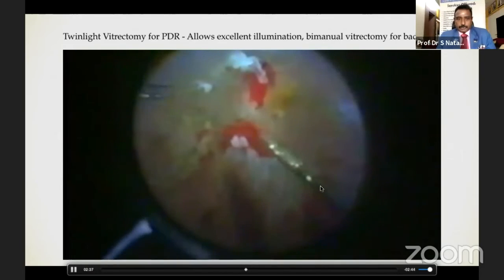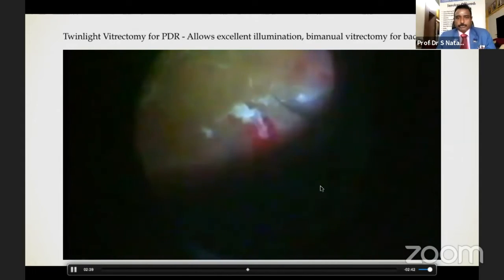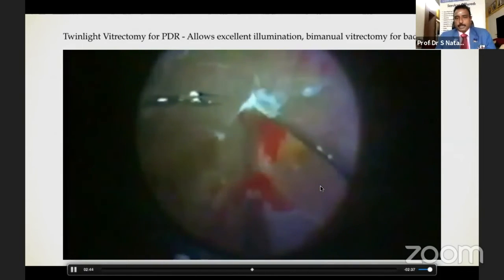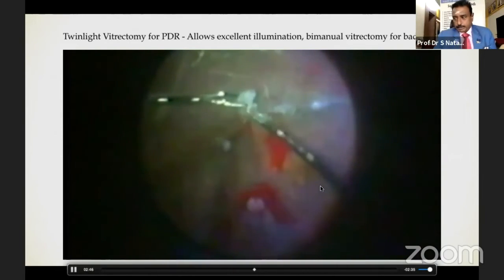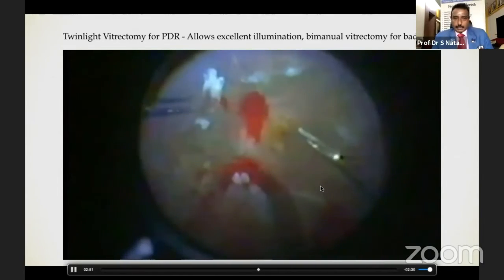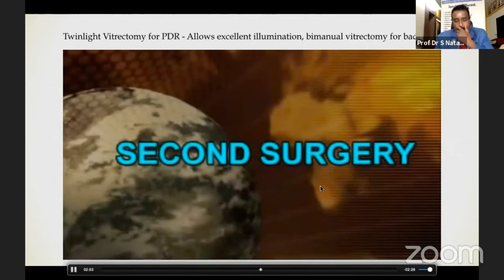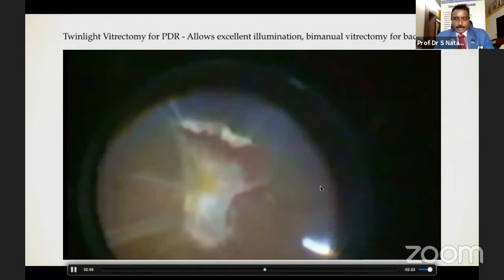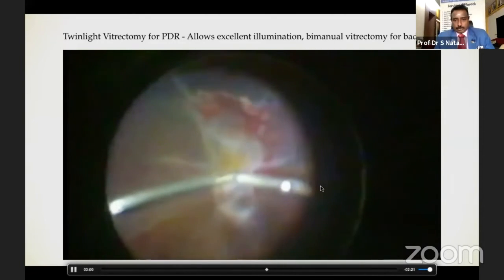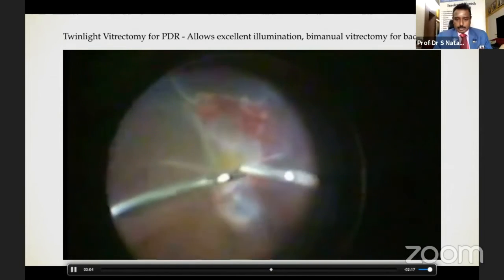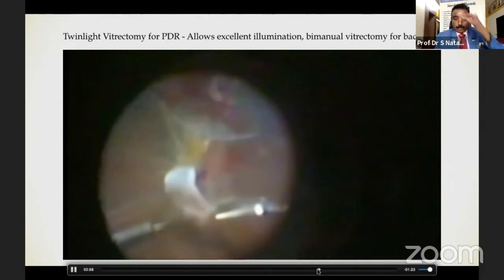And that's because of advanced illumination, advanced viewing system, as well as advanced vitreous surgery and micro instruments, which make the complications lesser. We can't say complication is zero, but complication is lesser, and the least complication is what a surgeon should aim for. And here is another bad traction retinal detachment, again using the same technique, catching the membrane and then removing it.